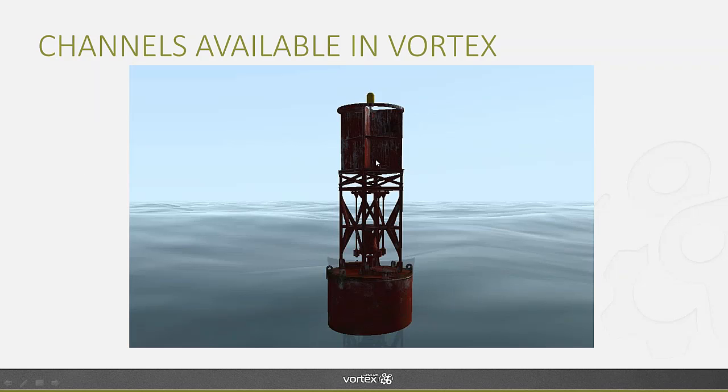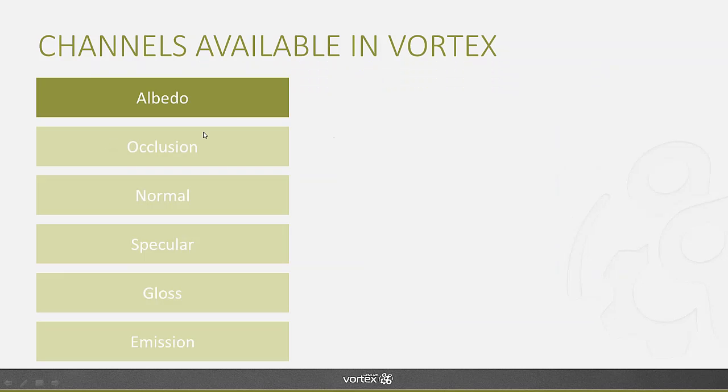So before we jump into the creation of graphic materials with Marc-Alexandre, I just want to go over the different channels that are available in Vortex. And to talk about channels and how they impact the way your model looks, we're going to use the buoy sample that is available with Vortex 6.7. So the 6 channels that are available are albedo, occlusion, normal, specular, gloss, and emission channels.